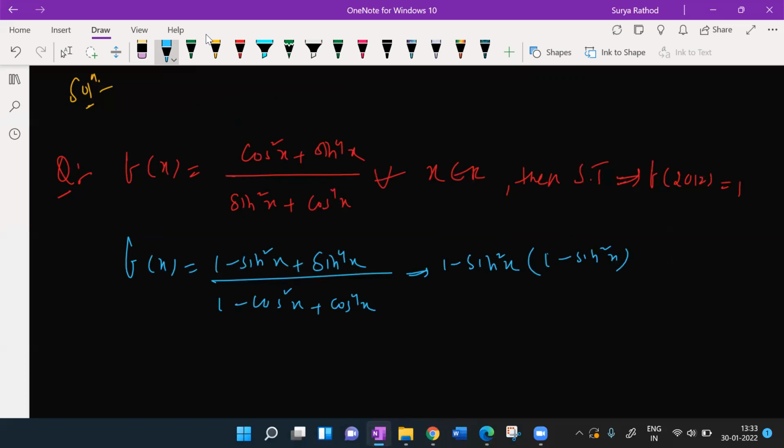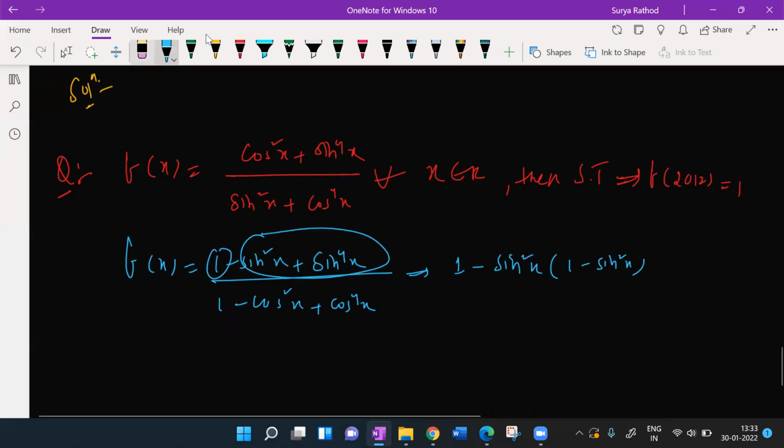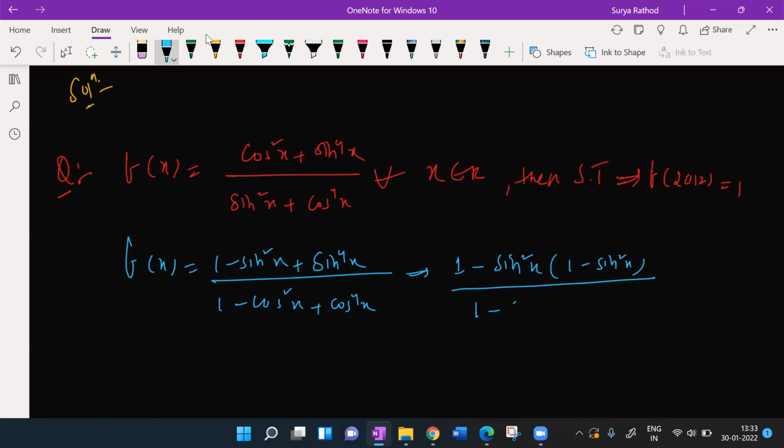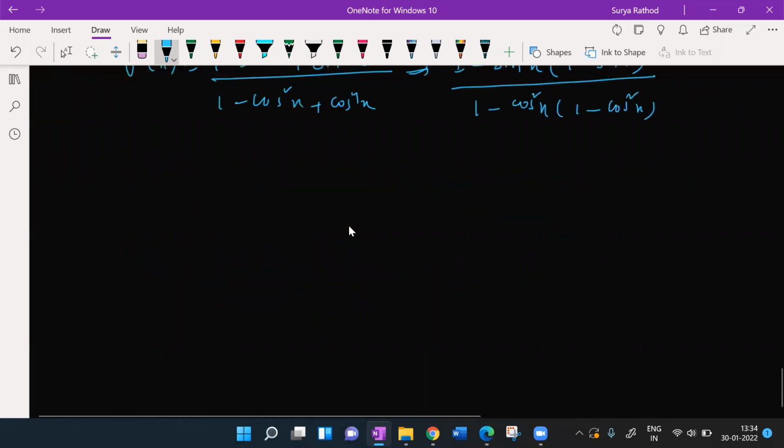Look at this here. I'm writing 1 as it is, and from these two I'm taking sine square x common. So what would you get here? 1 minus sine square x only, right? Divided by, here also 1 as it is, I take cos square x common, 1 minus cos square x.